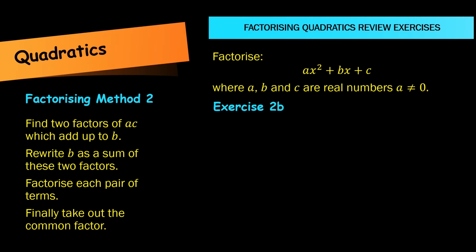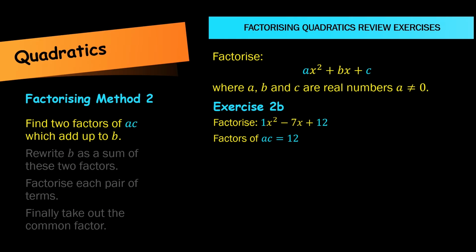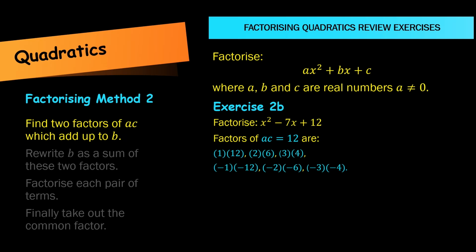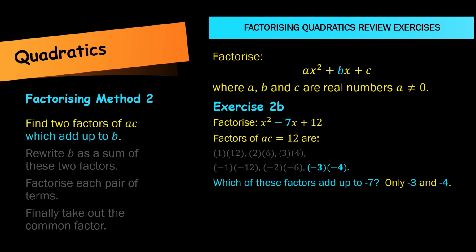So let's apply this method to exercise 2b. We are required to factorise x squared minus 7x plus 12. The factors of AC equals 12 are 1 and 12, 2 and 6, 3 and 4, minus 1 and minus 12, minus 2 and minus 6, minus 3 and minus 4. Now, which of these factors add up to minus 7? Out of these factors, only minus 3 and minus 4 add up to minus 7.